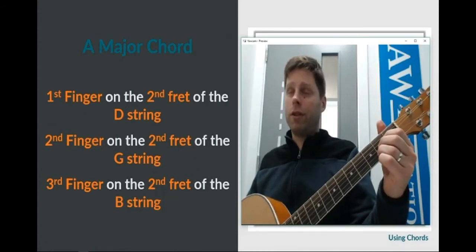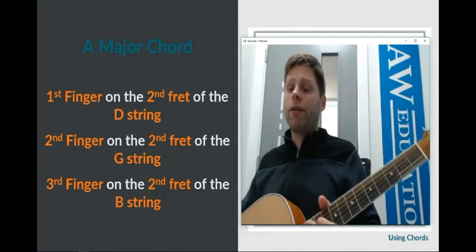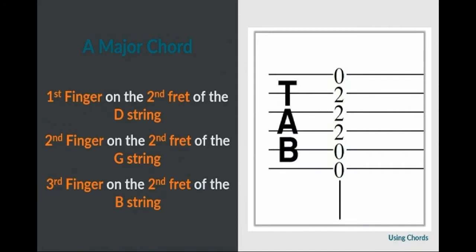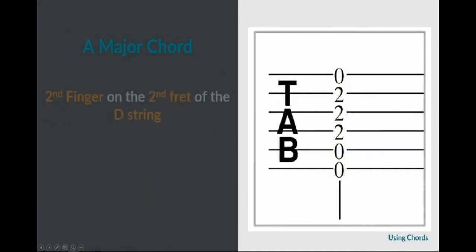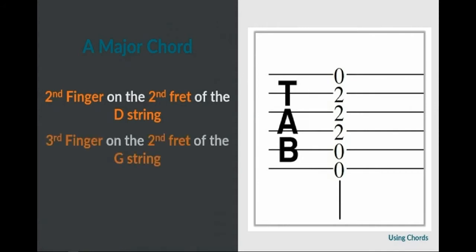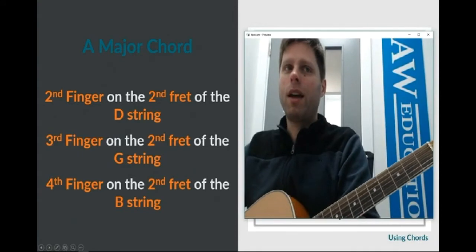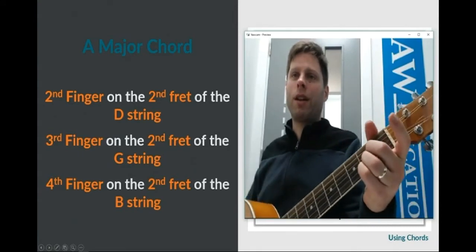Now, if you have slender, thinner fingers, this fingering is the more traditional fingering. However, if you have fat fingers like me, or are having trouble with that particular fingering, we can use our second finger on the second fret of the D string, third finger on the second fret of the G string, and the fourth finger on the second fret of the B string. So that looks a little something like this.